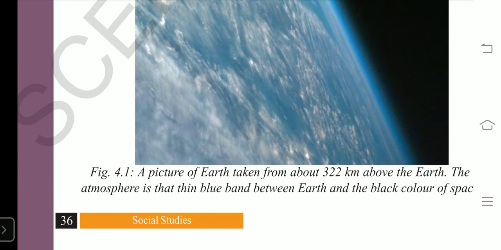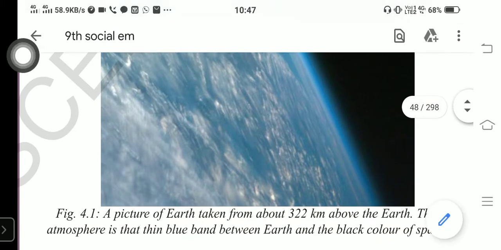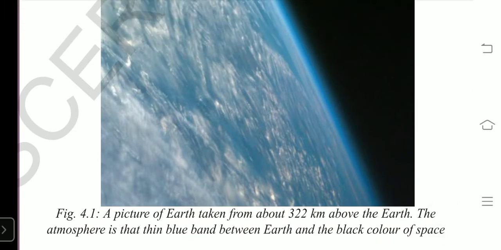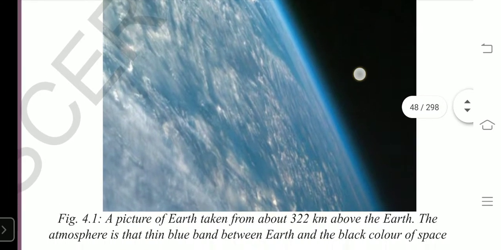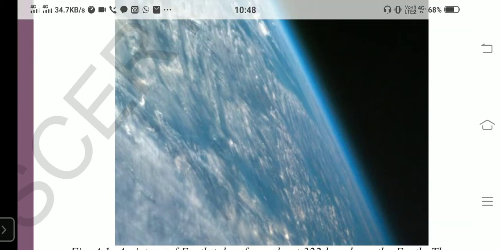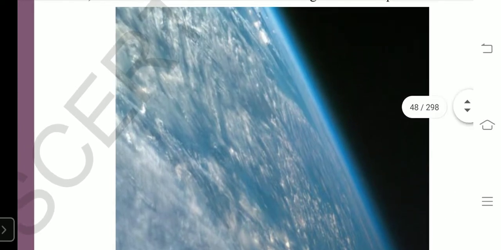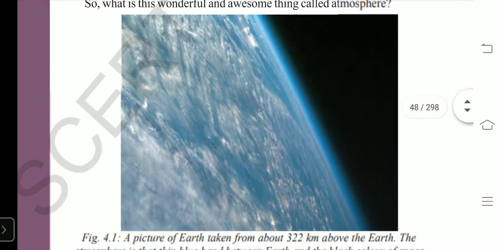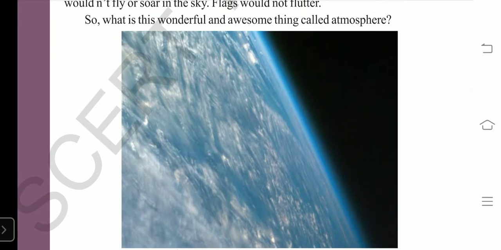There is a thin blue band here. I'll show you, I'm keeping the dots here. This thin blue band is between Earth and the black. This is space. This is Earth. Between these two, there is a thin blue band, that is atmosphere, from figure 4.1. Atmosphere is a thin blanket covering the earth. So what is present in atmosphere?